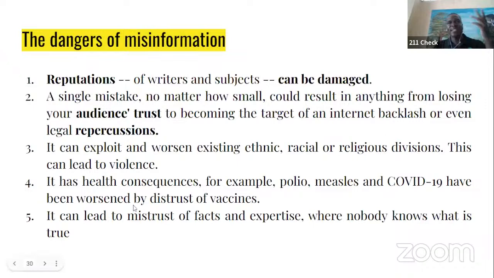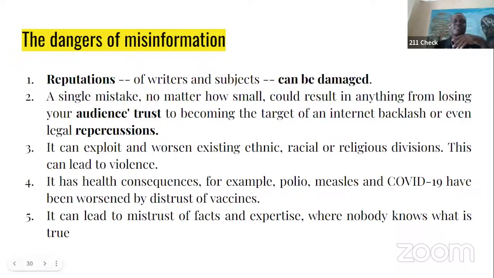And then in case of health crisis, it can worsen the crisis. Like we see with COVID-19, people have been ignoring vaccines, and people have been ignoring even precautionary measures intended to slow the spread of the virus. So this is too bad. And then it can also lead to mistrust of facts and expertise. And when there's mistrust of facts and expertise, nobody knows what is true, and it can be terribly bad.